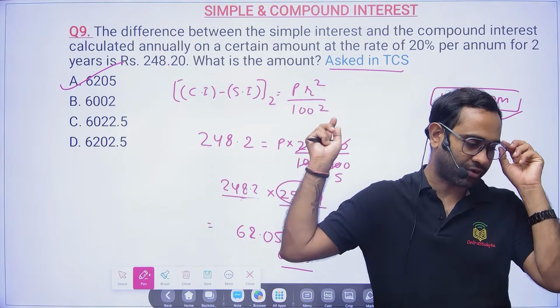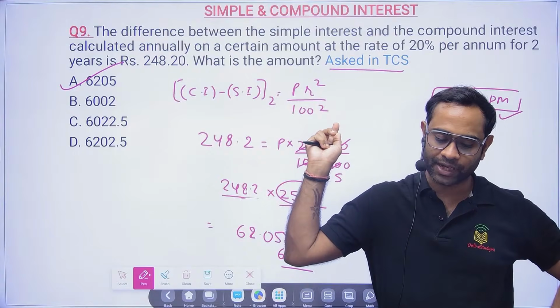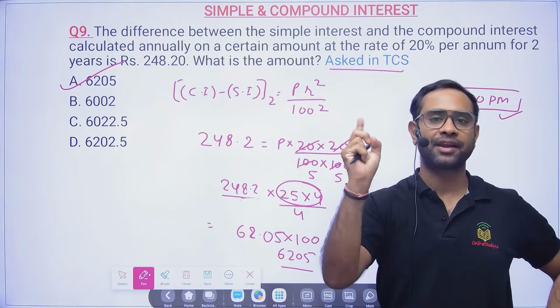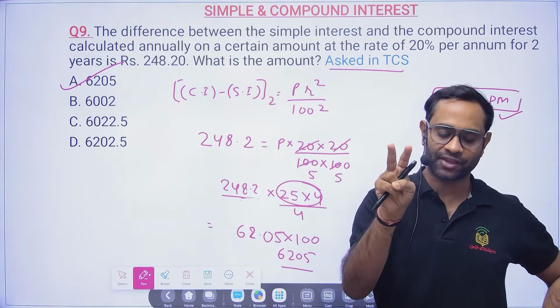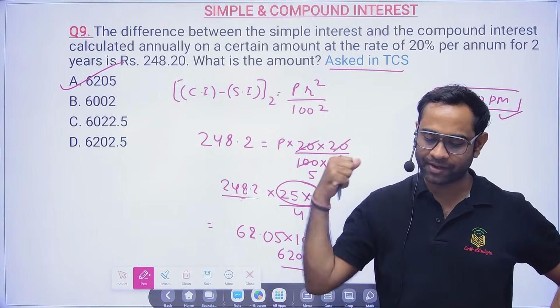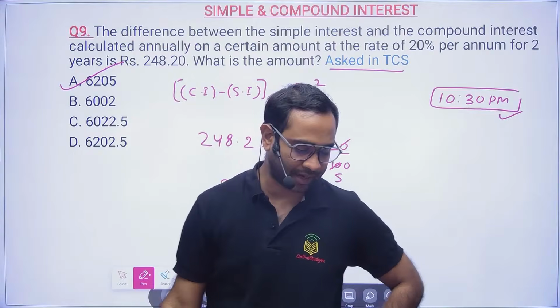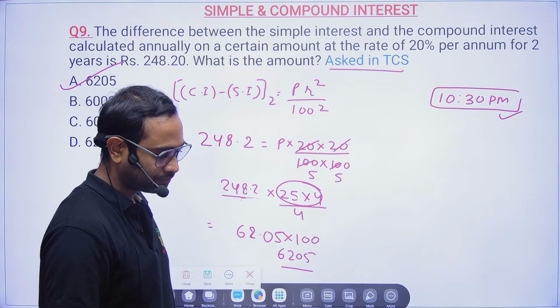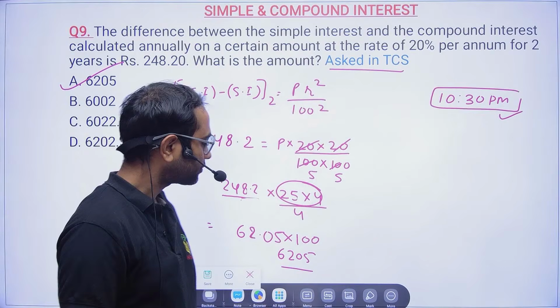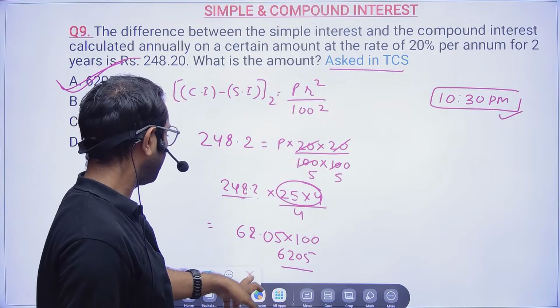This was a very simple question. And this formula, please note it down anywhere. So the difference between compound interest and simple interest for 2 years will be equal to PR square divided by 100 square. Right? Okay. So 6205 will be the correct answer.